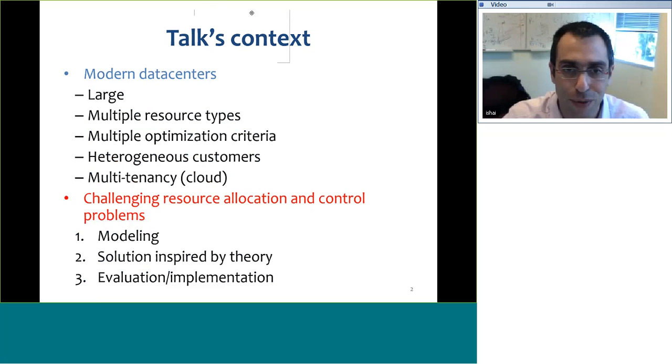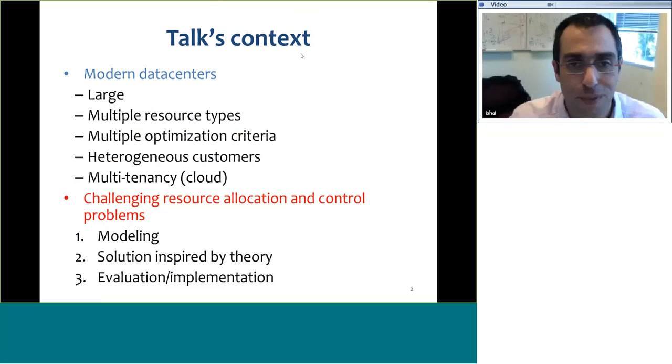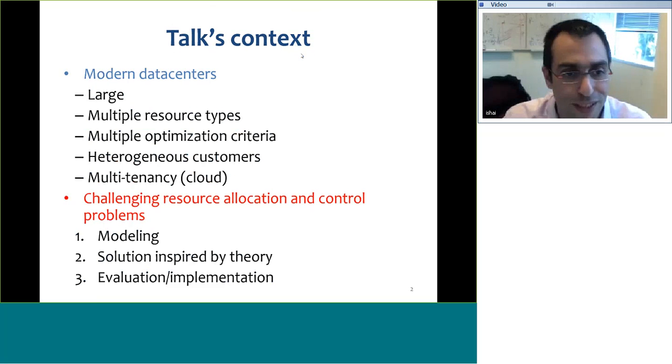Okay, so I have one slide of motivation. I want to get right to the point. The context is modern data centers, and a word that appears in this bullet is multiple. So we have large data centers. We are talking today about tens of thousands of machines and even beyond. Multiple resource types need to be divided between applications and users. Resources are CPU, bandwidth, storage, and so forth.